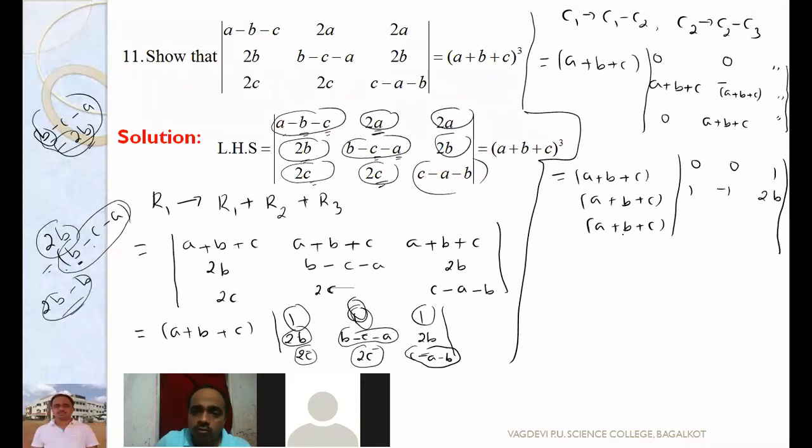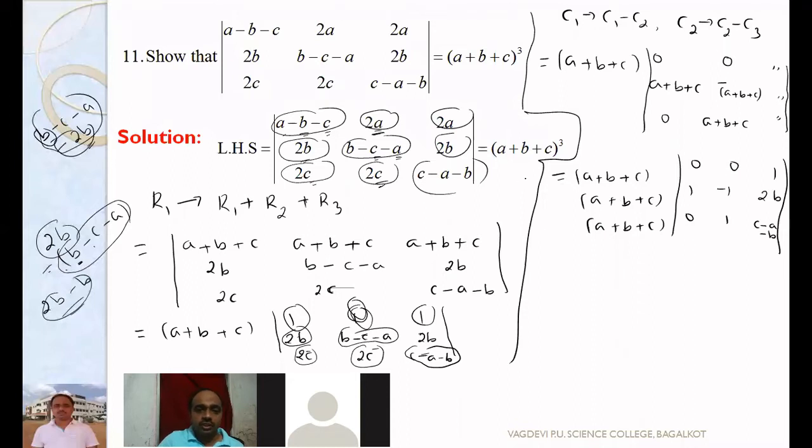And from the third row also I have taken A plus B plus C common. So what do I get from the third row? If I take A plus B plus C common, 0, 1, 0, 1, and what is the last term? C minus A minus B. Last term is C minus A minus B. See, it's very simple. It's as simple as that.